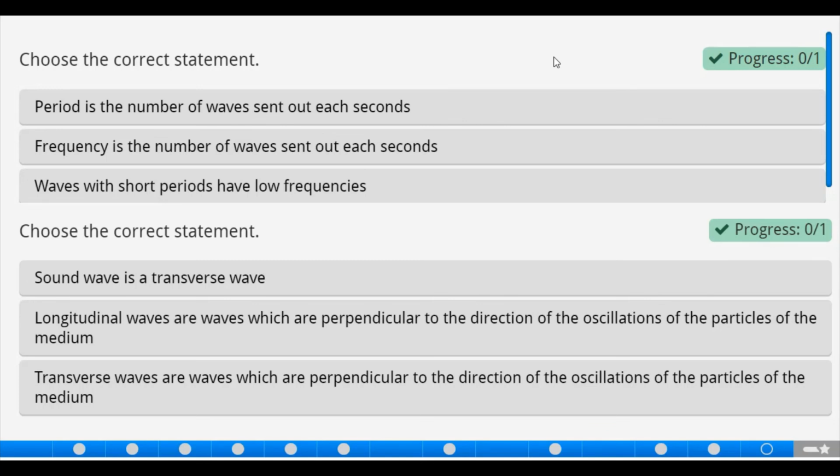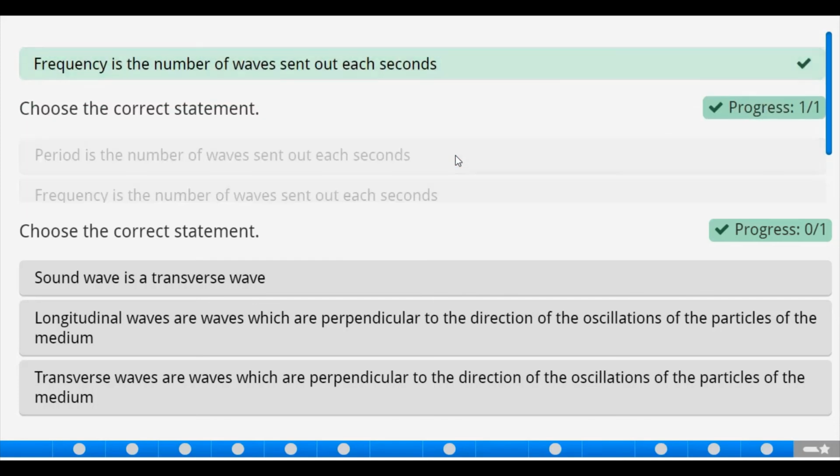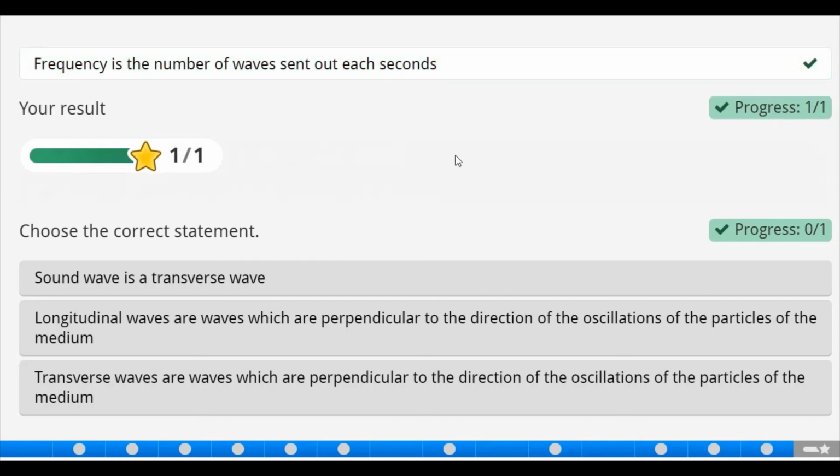Okay? Waves with short periods have low frequency. That is wrong. When we have short periods, we must always have high frequency, because frequency is the inverse of what? Period. Or period is the inverse of what? Frequency. So let's pick the second option and check and confirm. That is it.